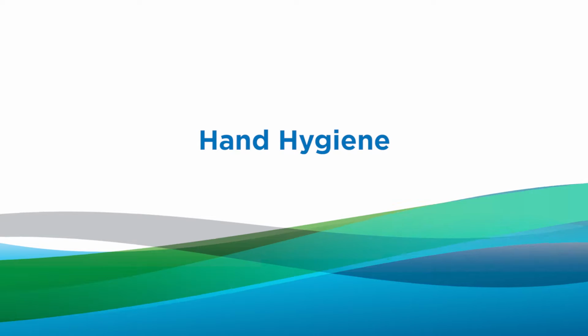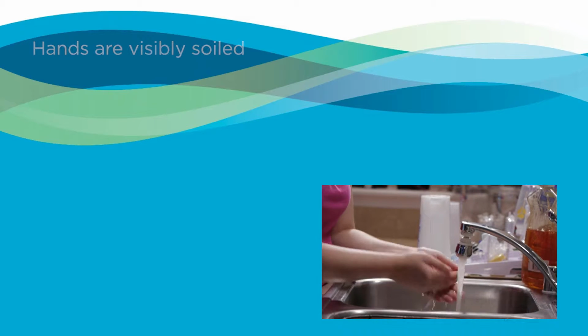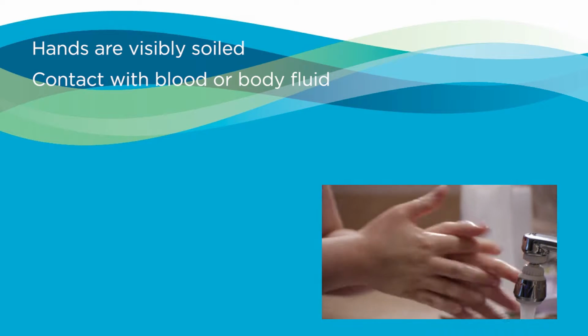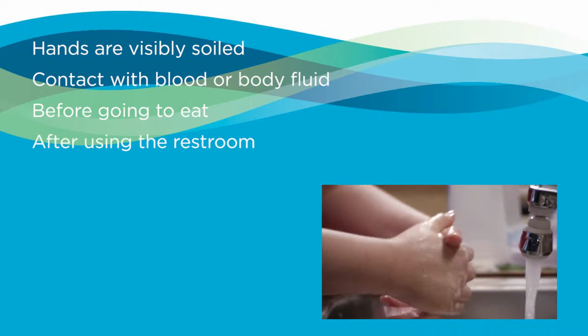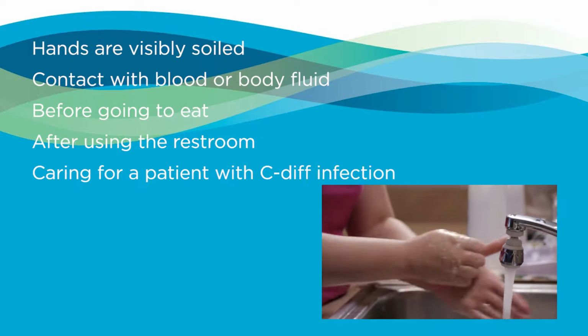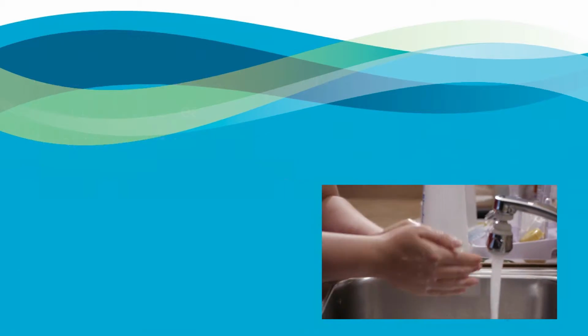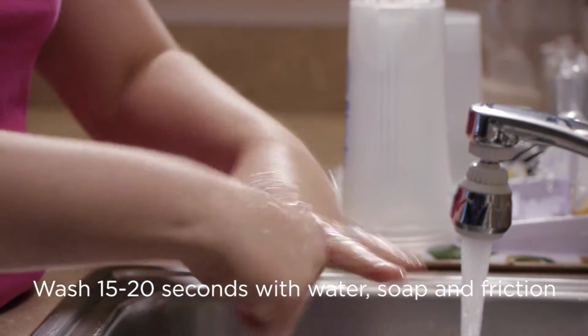Most of the time, hand hygiene can be performed with alcohol hand sanitizer. The following are times when soap and water must be used: when hands are visibly soiled, when you have had hand-glove contact with blood or body fluid, prior to eating, after using the restroom, and after caring for a patient with a C. diff infection. When using soap and water, make sure that you use 15 to 20 seconds with water, soap, and friction.